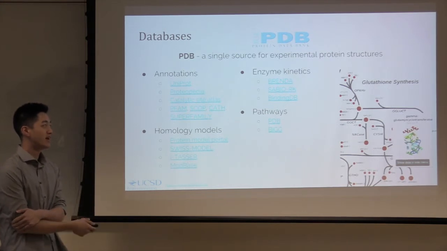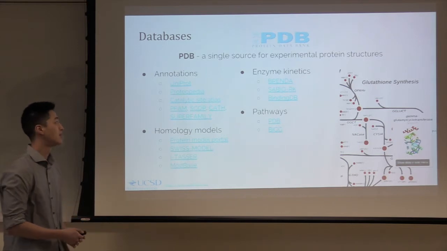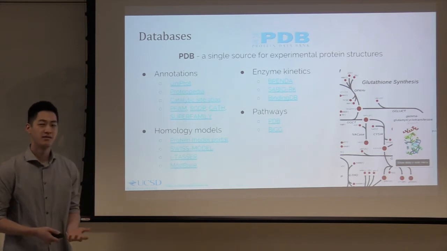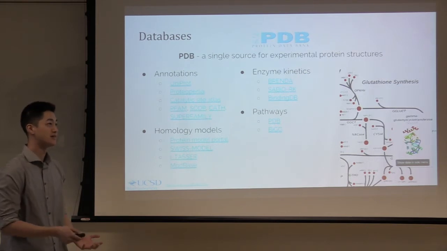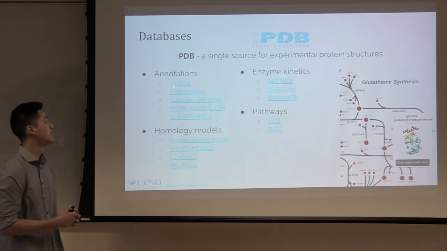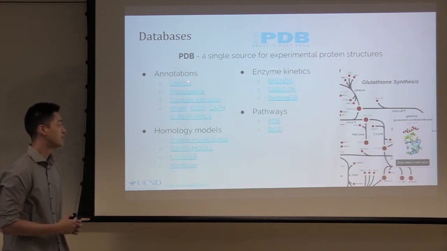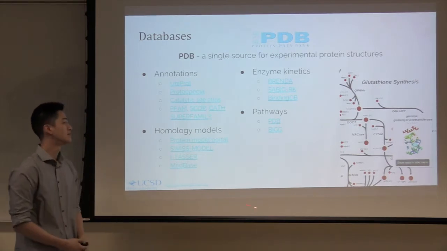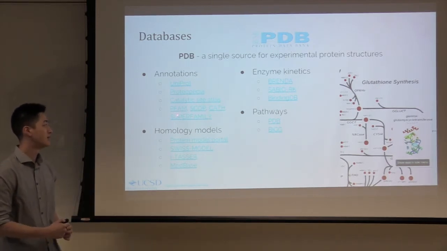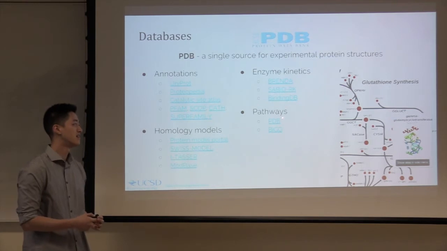So here's just a list of databases that contain a lot of this information that I've just talked about. Luckily, the Protein Data Bank remains the only source of protein structures, and you can just go there and download that information. There's a lot of protein annotation information on places like UniProt and the Catalytic Site Atlas, which tells you where the catalytic sites are on a protein. And these are all protein family and domain annotation databases. And there's databases of homology models, enzyme kinetics, and of course pathways.